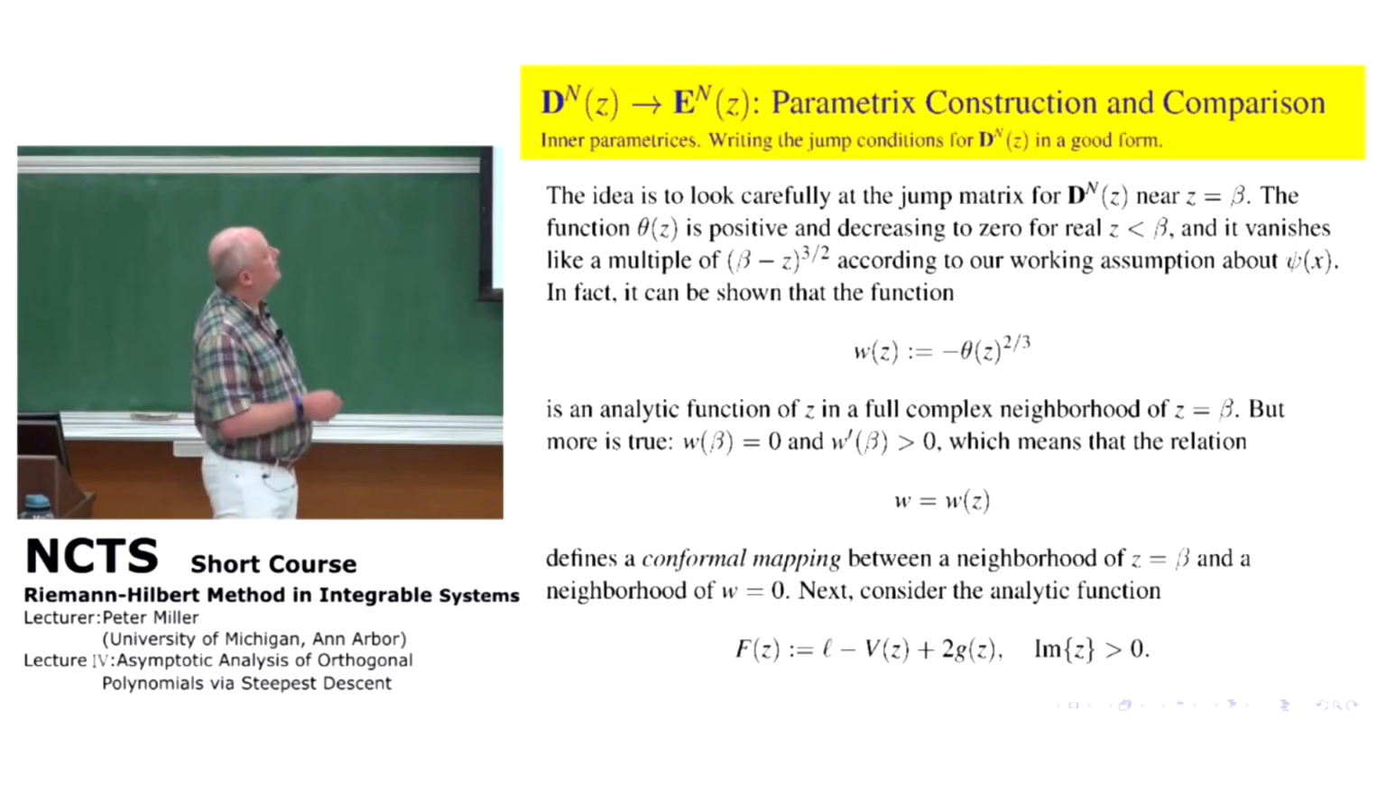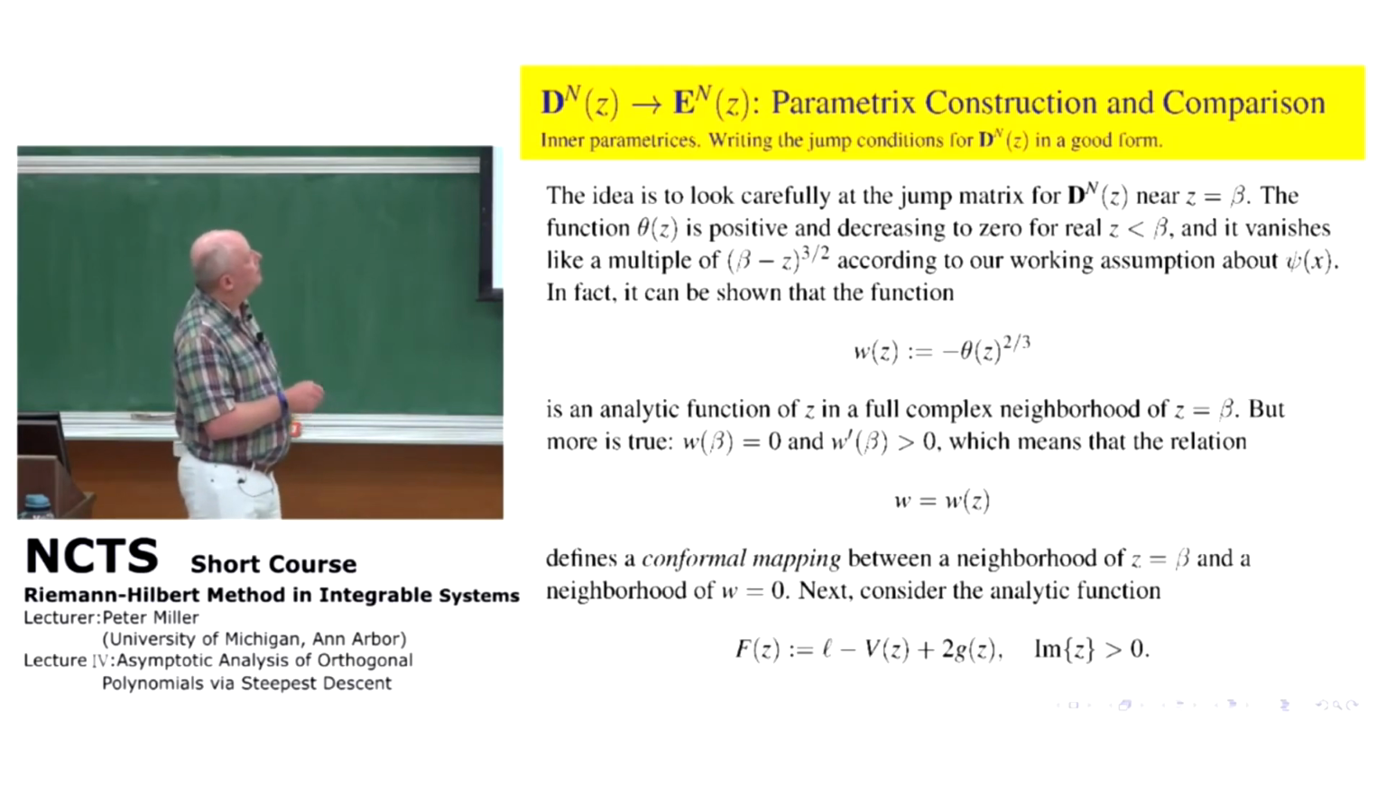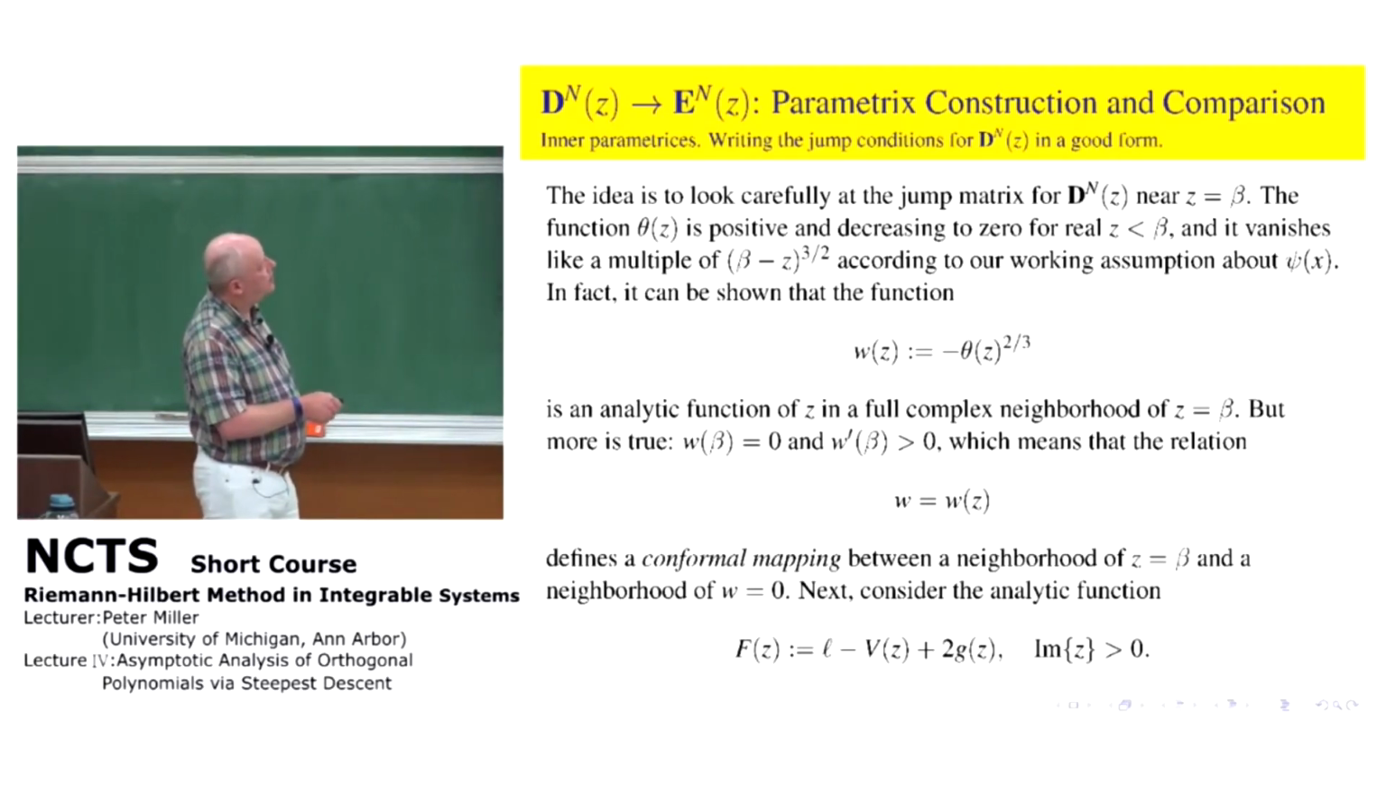Okay, so the main idea is to look very carefully at the jump matrix for dn near beta. So the function theta of z is positive, and it's decreasing to 0 for real z less than beta. And it vanishes like a multiple of beta minus z to the 3/2 power, according to our working assumption that this psi is vanishing like a square root because theta is an integral of psi. So it's like a 3/2 power. So in fact, you can show that this function here, w of z, is just minus theta of z to the 2/3 power.